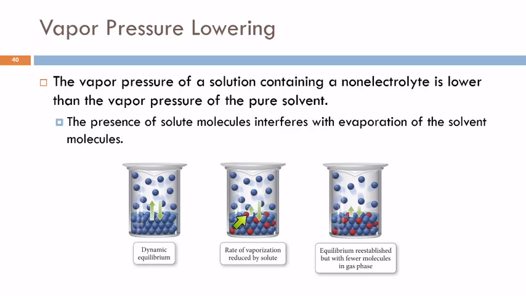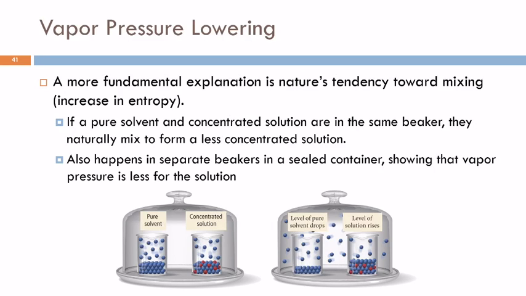So if the rate of evaporation is slower, and the rate of condensation continues at its same rate, then once you get equilibrium, you're going to have fewer gas particles, and you're going to have a lower vapor pressure. Does that make sense?